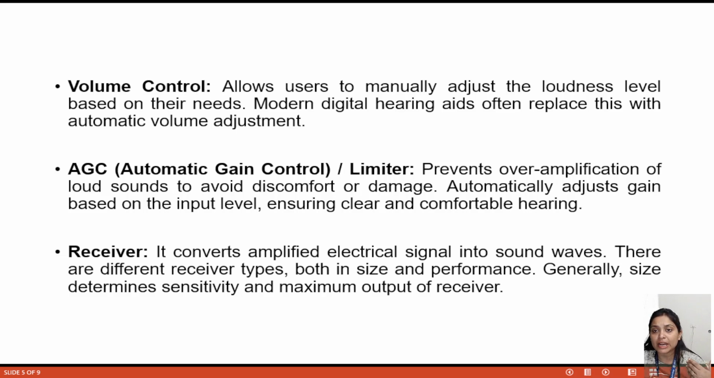So automatically it will adjust. If it is an increase, then automatically it will decrease. Okay.